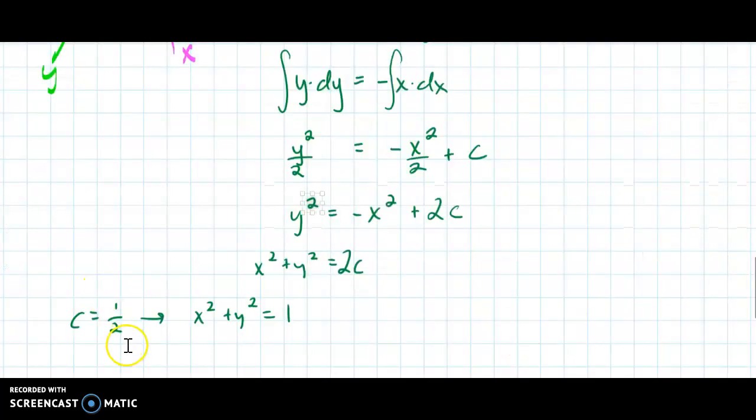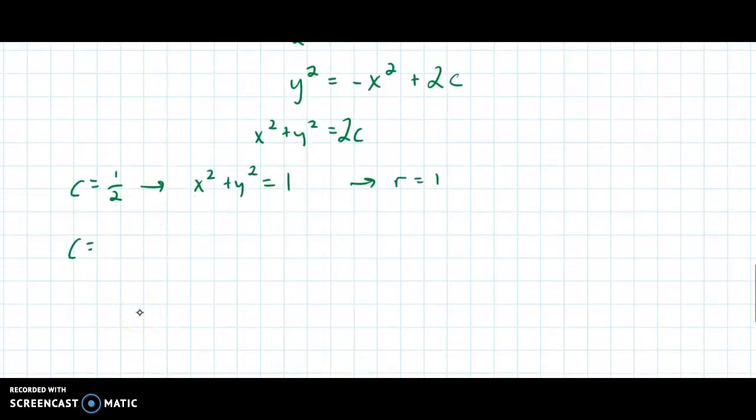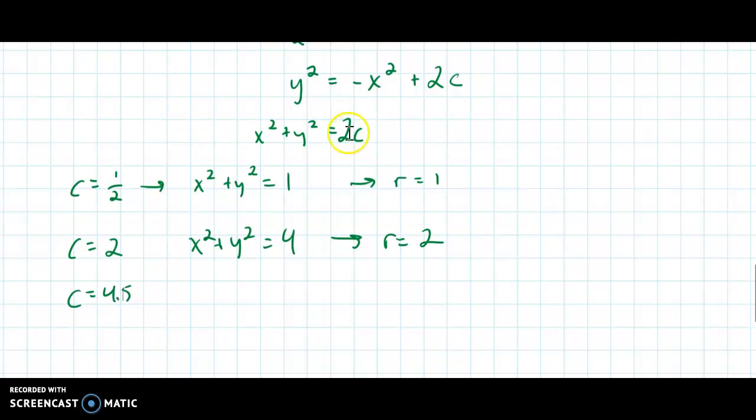So let's go back. When I choose c equals 1/2, it gives me a circle of radius 1. What if I were to choose c equal to 2? x squared plus y squared equals 4. Well, that's a circle of radius 2. What if I were to choose c equal to 4.5? Why did I choose c equals 4.5? Because when I double 4.5, I get x squared plus y squared equals 2 times 4.5 is 9. And that gives me r equals 3.